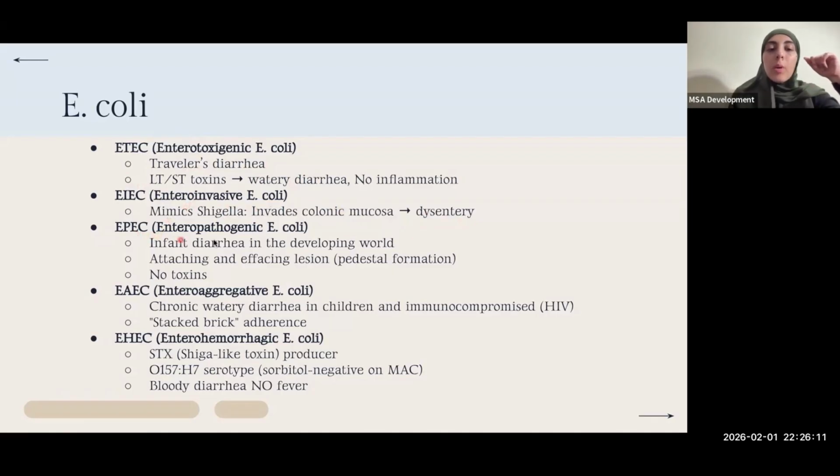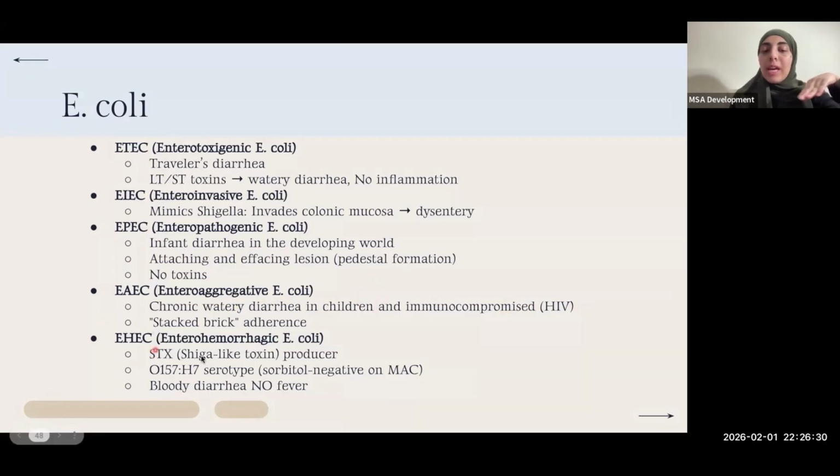Then we have the enteropathogenic E. coli. Remember P for pedestal formation. You have effacement of the villi, and you don't have a toxin. Then there's enteroaggregative E. coli. Remember the stacked brick appearance, and this is more so in immunocompromised patients.